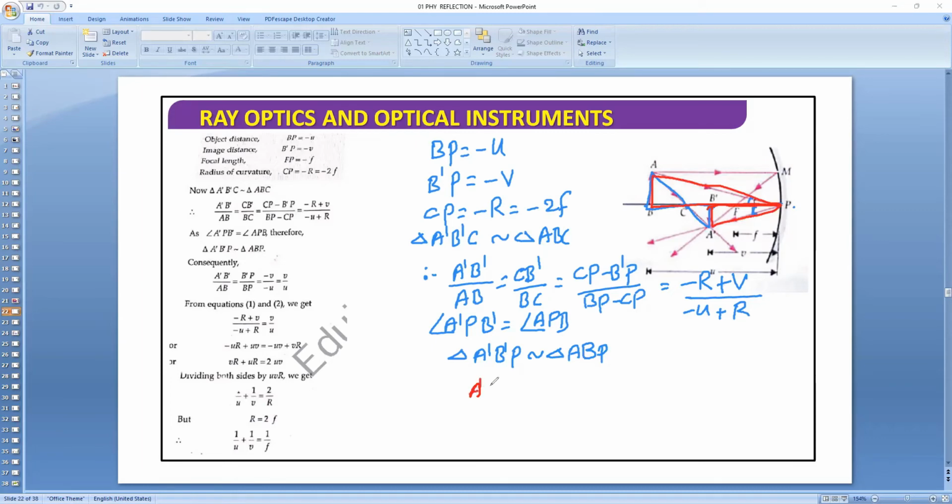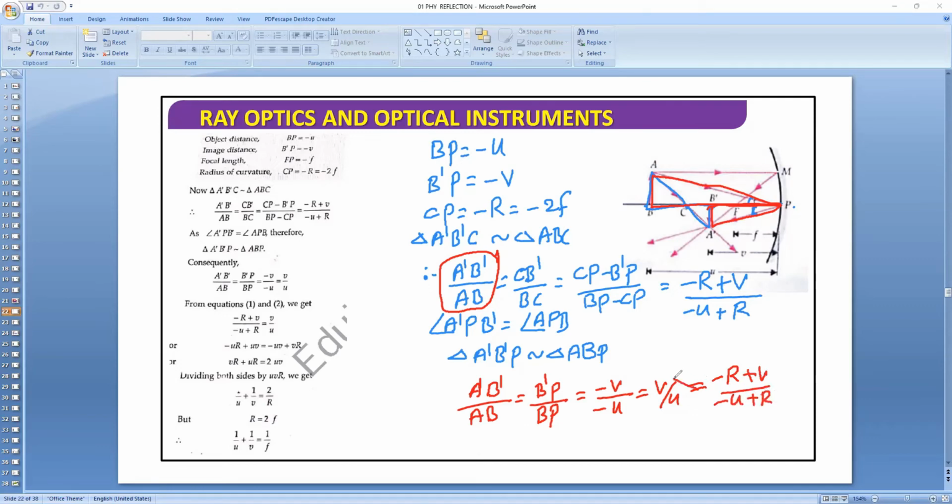Now, A'B'/AB is equal to B'P/BP. So what is B'P? Minus V by minus U, which means V by U. Now, A'B'/AB, its value is how much? Minus R plus V by minus U plus R. Here also A'B'/AB is equal to V by U.